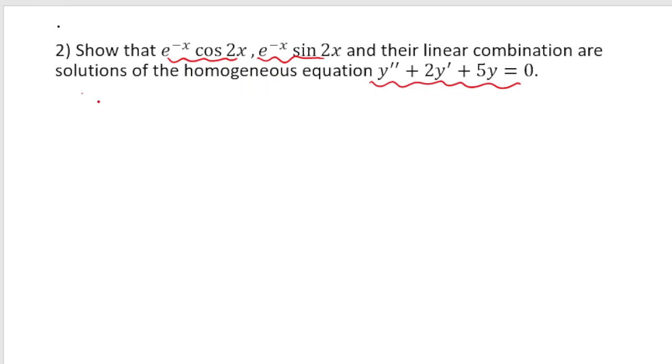So suppose I am calling the first function y1. Y1 is e to the power minus x cos 2x, and suppose I have to show that this is a solution of this, means y1 should satisfy this equation.